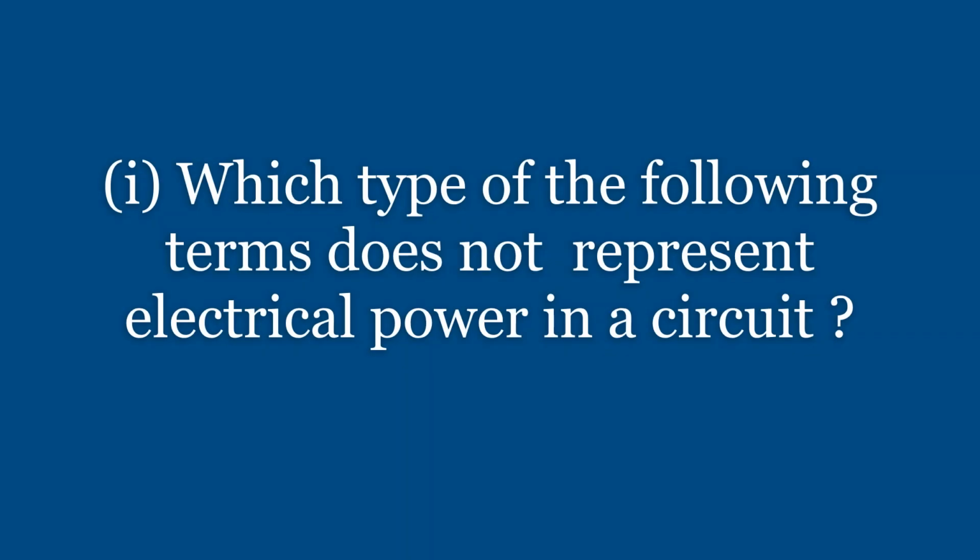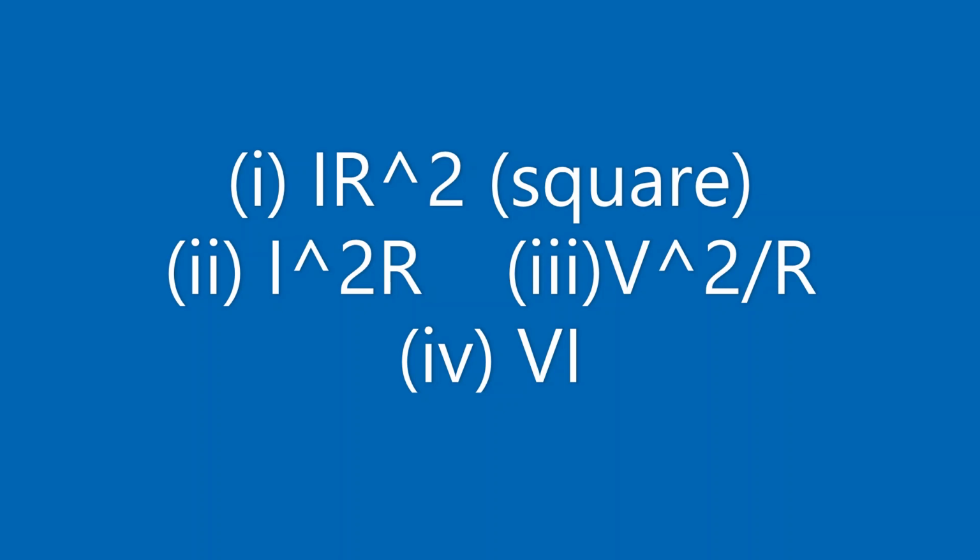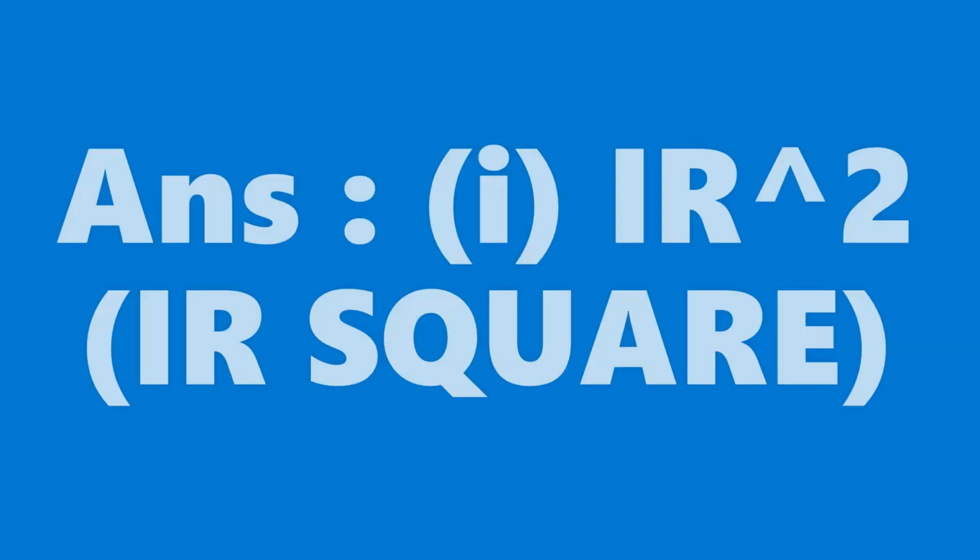And next, which of the following terms does not represent electrical power in a circuit? Options are number 1, I R square, number 2, I square R, number 3, V square by R, number 4, V I. And answer of this question is number 1, I R square.